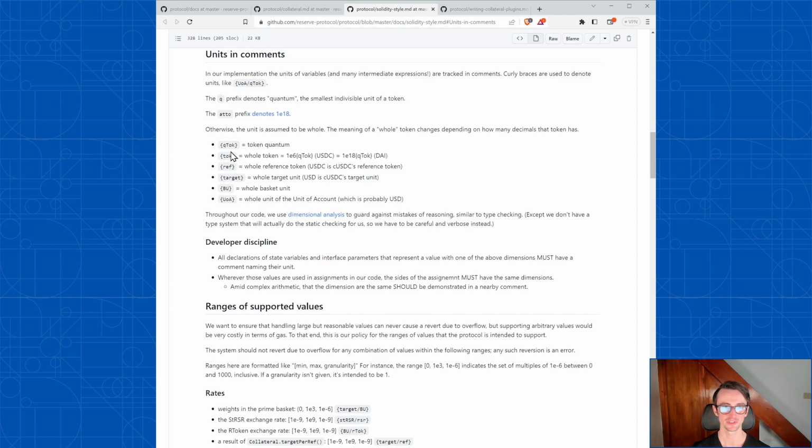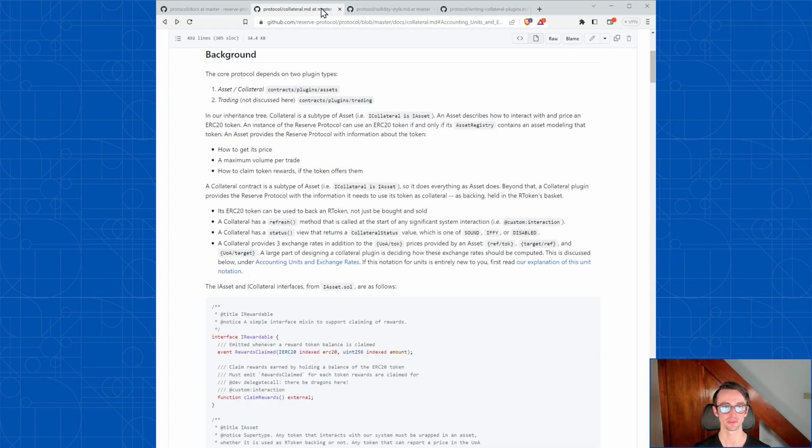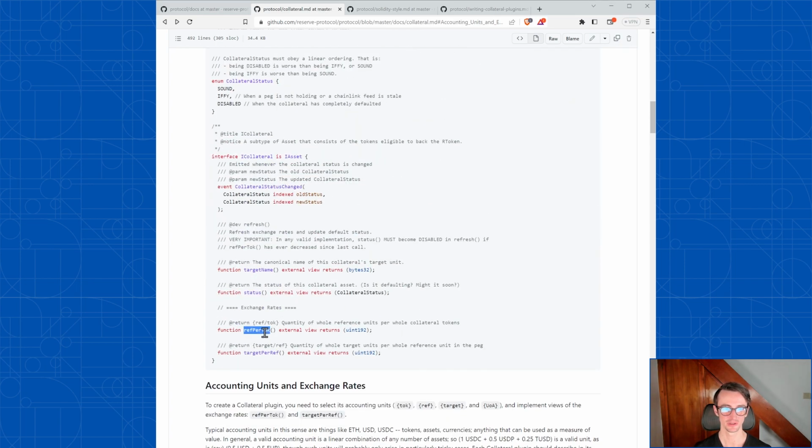So first off, if you don't see a Q, then we're talking about whole units, okay? Whole token, whole reference unit, whole target unit, whole basket unit, whole USD in this case. You'll see naming like ref per tok. That's straight up the name of one of the functions here, or target per ref. And these mirror the units that they are.